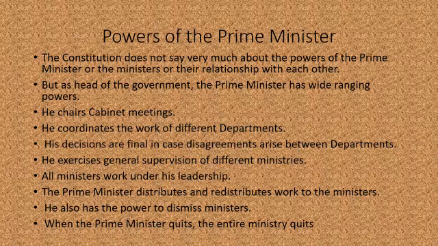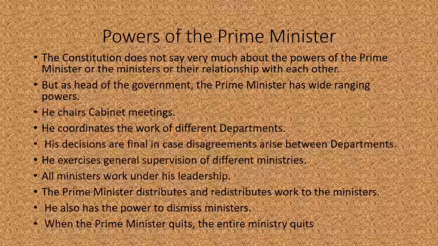The Prime Minister coordinates the work of different departments. His decisions are final in case disagreements arise between departments. He exercises a general supervision of different ministries. All ministers work under his leadership. The Prime Minister distributes and redistributes the work to the ministers. He also has the power to dismiss ministers. When the Prime Minister quits, the entire ministry quits.